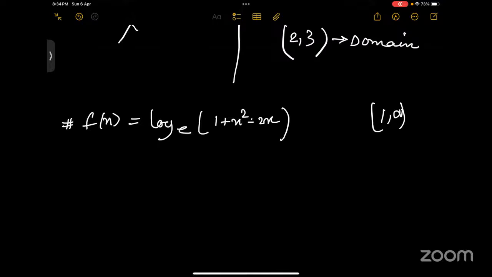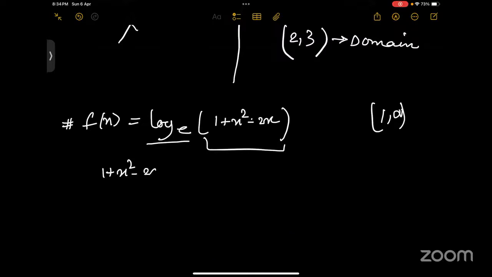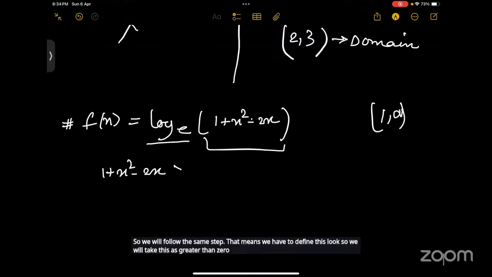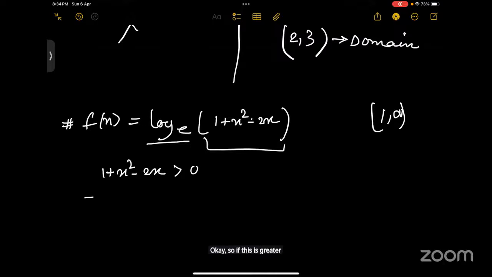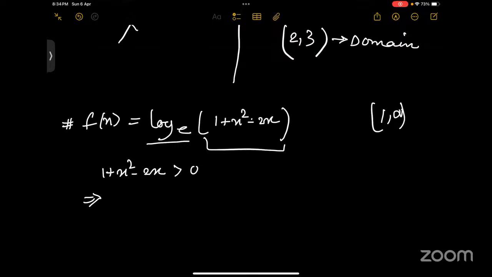Okay, so we will follow the same step. That means we have to define this log. So we will take this as greater than 0. Now we have to factorize this thing, right? So what will be the factor? x minus 1, the whole square. x minus 1 into x minus 1. Correct.